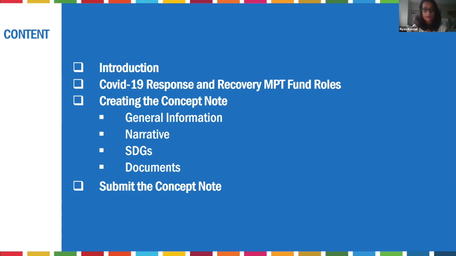And we will show the links between the different user roles as well. So it's important to understand the differences, but most people can access, edit, and save the information. There's only one person who can submit, which is the primary RCO focal point. There are different tabs that come together to form the outline of the concept note: the general information tab, the narrative, SDGs, and the documents tabs, and we'll get into each of the details.